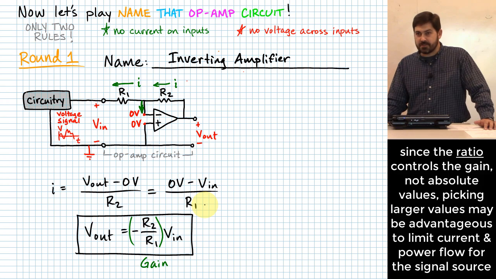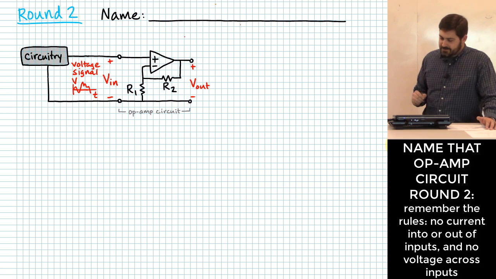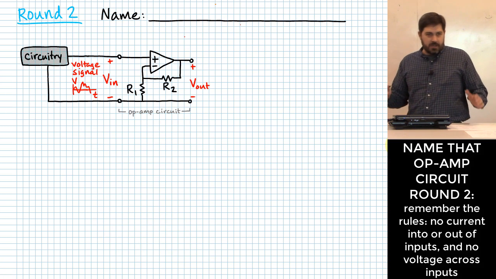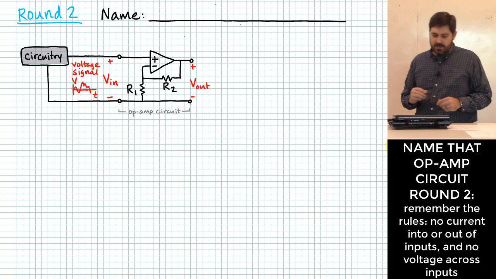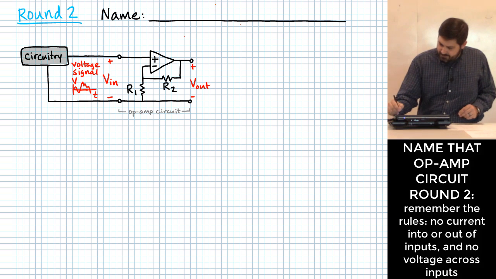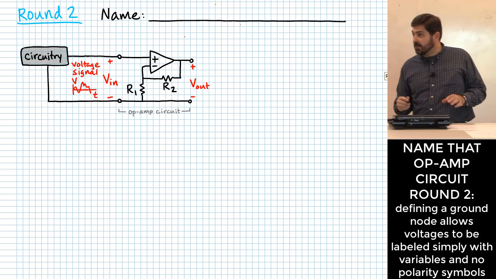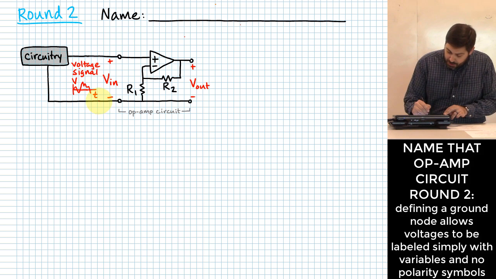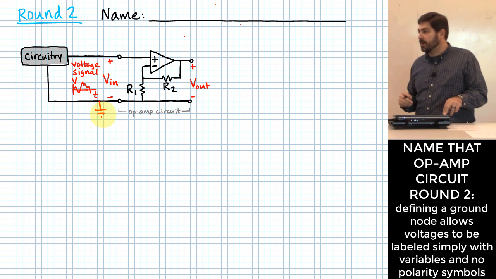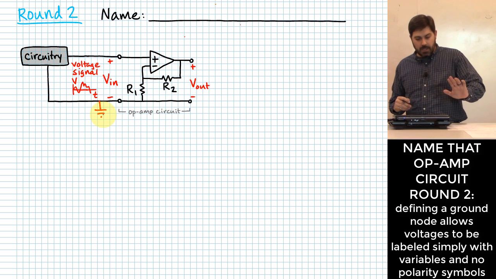All right, questions? Who's ready for round 2? Name that op-amp circuit. Where do you want to start with this one? I'll tell you what, I think I might do this for all of them. Let's identify a ground node first. That way, when I label voltages on here, they'll be relative to that ground node. Okay? So now what?